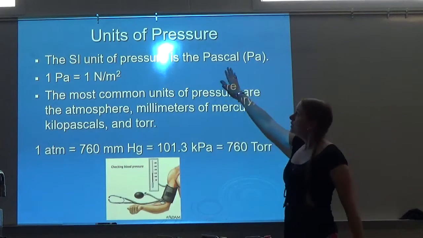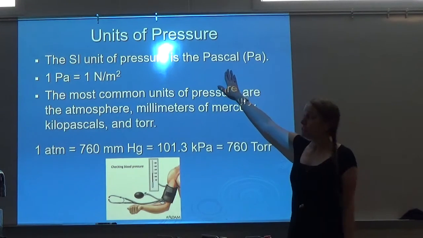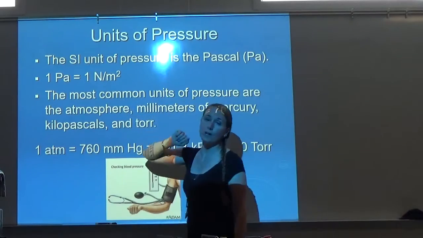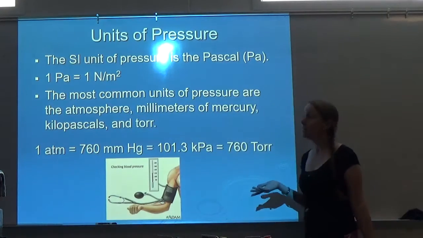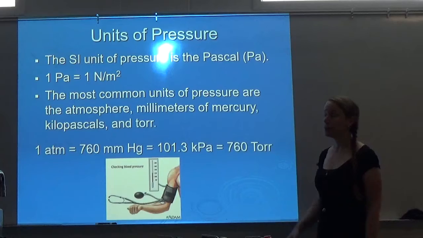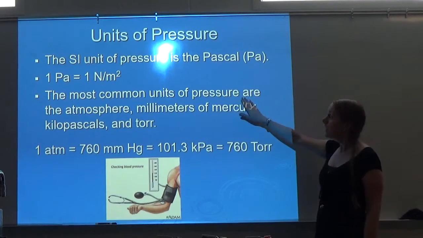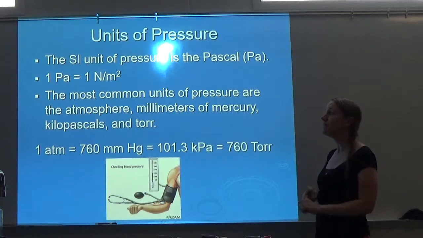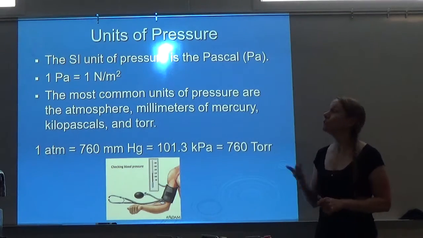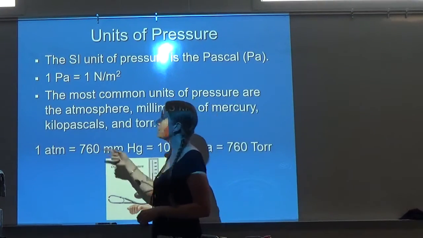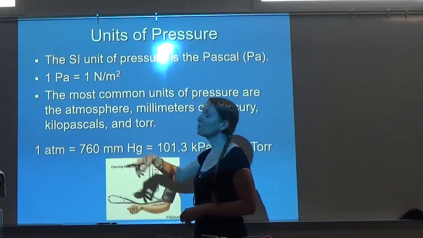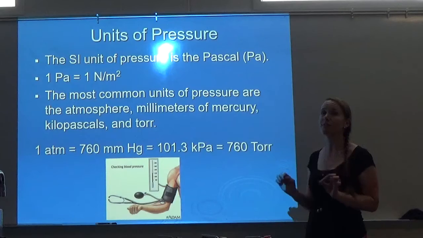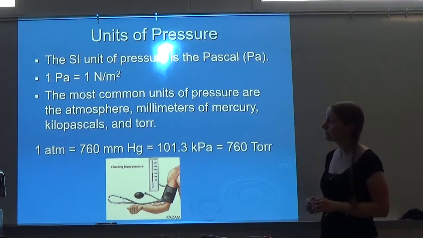So the SI unit of air pressure is the Pascal, which is Pa, and a Pascal is just 1 Newton per meter squared, because of course Newton is force and meter squared is area, the unit for area. So the most common units of pressure are actually atmospheres, millimeters of mercury, kilopascals, and torr. Even though the SI unit of pressure is Pascal, in here we'll actually use kilopascals a lot more, because 1 Pascal is just a very small amount of pressure.